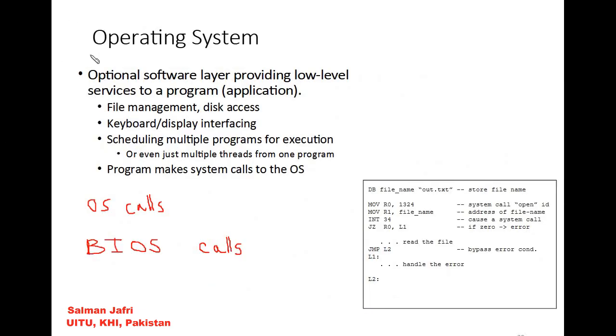After that we move towards the operating system. And what is basically the operating system? The operating system is the optional software layer providing low-level services to a program application. And what are the tasks? File management, disk access, keyboard and display interfacing, scheduling multiple programs. The program makes function calls to the operating system. So this is basically the idea.